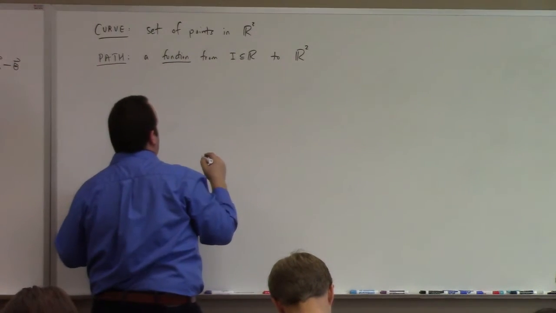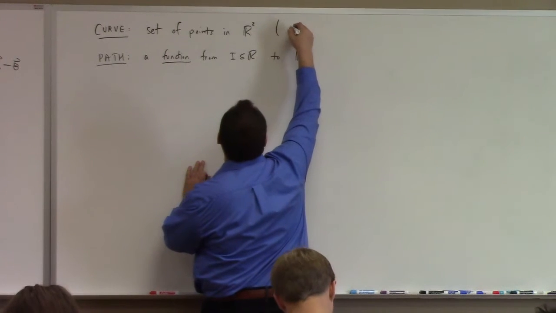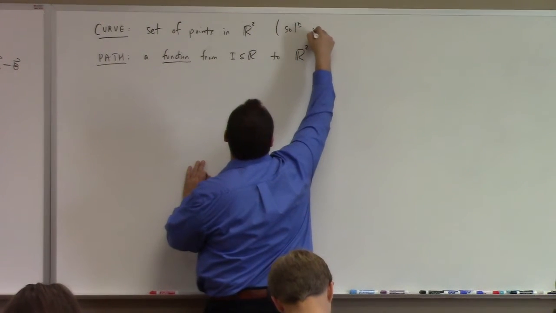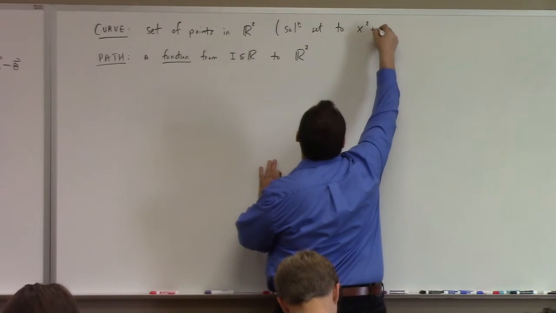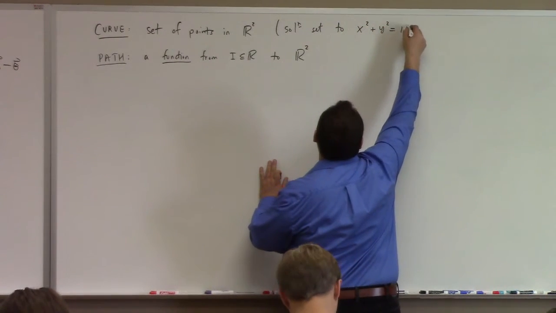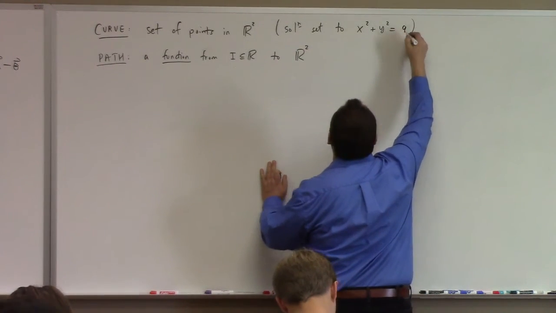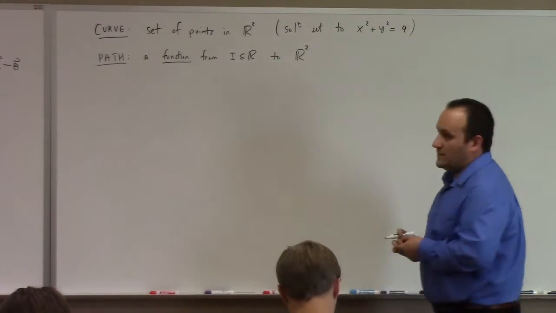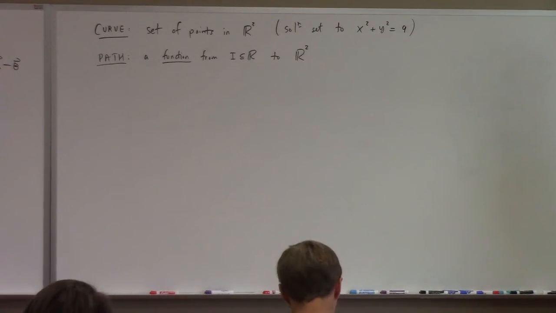There are lots of different ways to describe a curve. It could be the solution set to, say, x squared plus y squared equals 10. Let me make it more fun, let me make it 9. This would be a way to describe a curve. It could be the solution set to some equation. The curve I'm talking about is a circle of radius 3 centered at the origin.